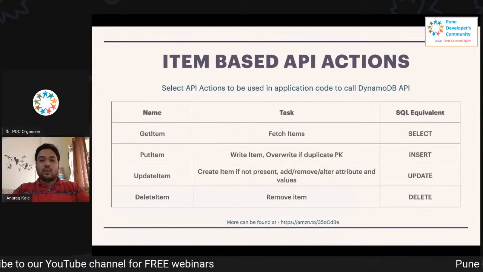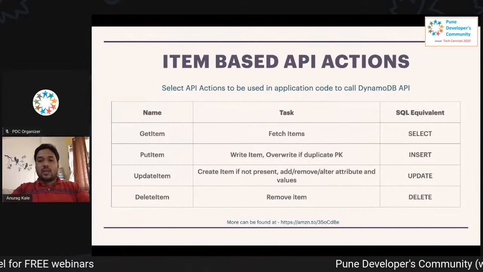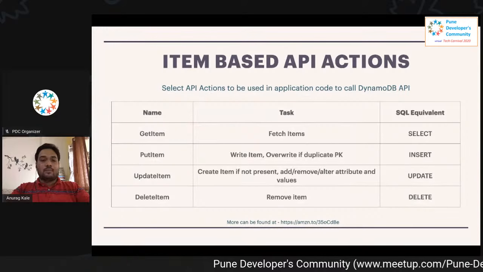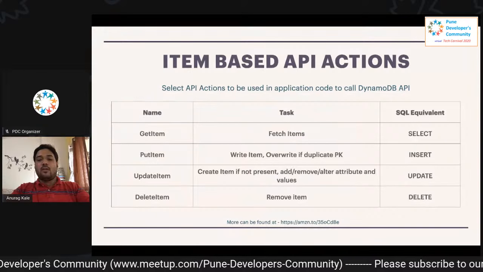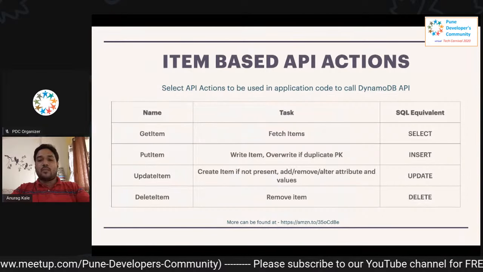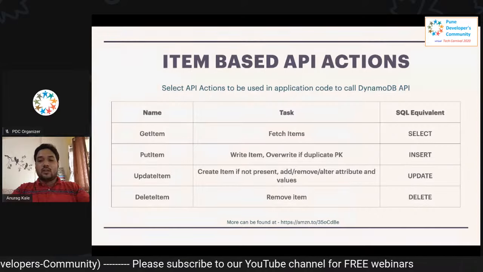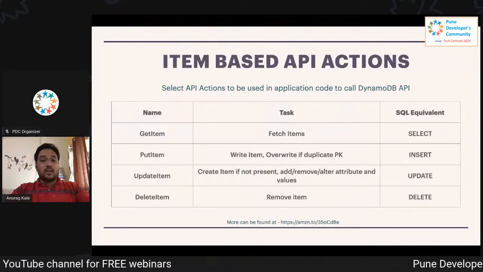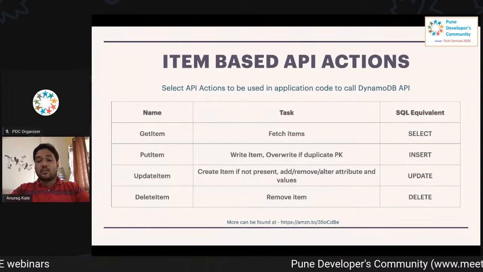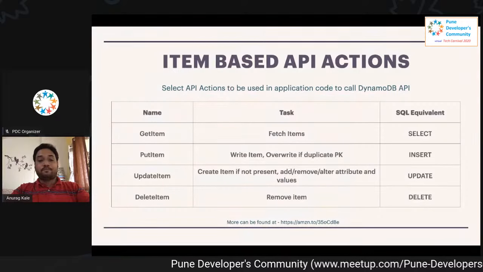Put item is basically used to write, or make an insert, inside the DynamoDB table. There is one caveat here: if you provide a duplicate primary key that is already present inside the database, it is going to overwrite the item. So, like I again mentioned, data integrity is something that needs to be taken care of from the application layer.